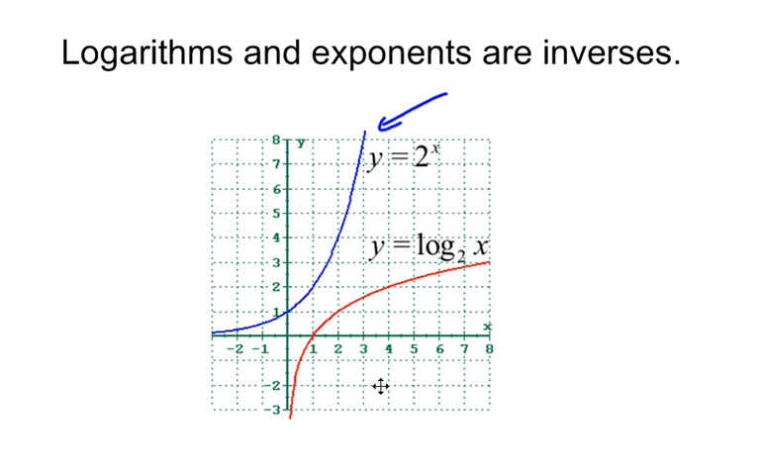So if you look here at this blue graph, we have the graph of y equals 2 to the x, which is that exponential function that we've been talking about with an asymptote of the x-axis. And as you know about inverses now, that is a reflection about the line y equals x. So we have the line y equals x, reflect that over, we end up coming up with a graph of the log base 2 of x. So logarithms and exponents are inverses.